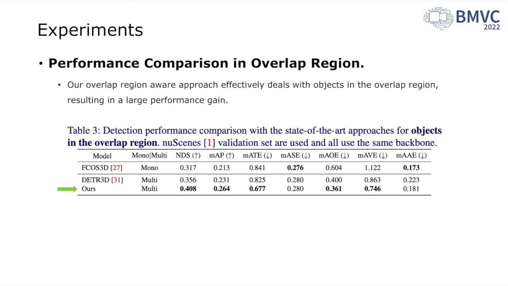We compare our proposed Aura 3D again with existing state-of-the-art methods, FCOS 3D and DETR 3D, but we now focus on overlap regions. As shown in Table 3, our method outperforms FCOS 3D and DETR 3D in terms of all metrics except mASE and mAAE. This confirms that our overlap region-aware approach effectively deals with objects in the overlap region, resulting in a large performance gain. For a fair comparison, all models use a ResNet 101-based backbone, and only FCOS 3D uses an augmentation strategy.